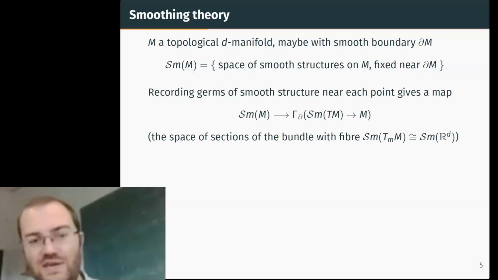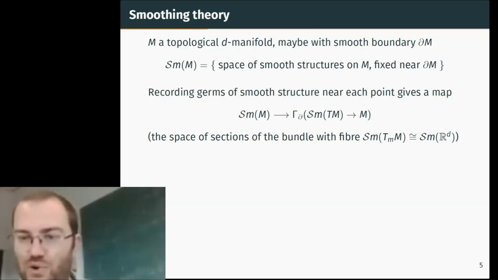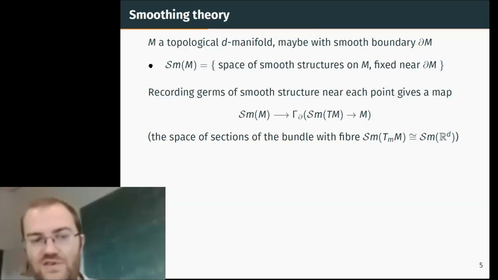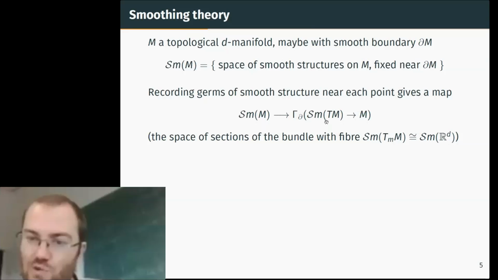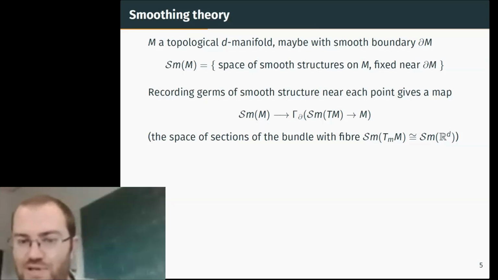What you can do is, given a smooth structure on M, you can record how it looks near each point of M. And that defines a function that to each smooth structure on M gives you a section of the bundle of local smooth structures, so of smooth structures on the tangent space at that point. So essentially, it's just given by exponentiating the smooth structure from a neighborhood of each little point m to the tangent space of little m.